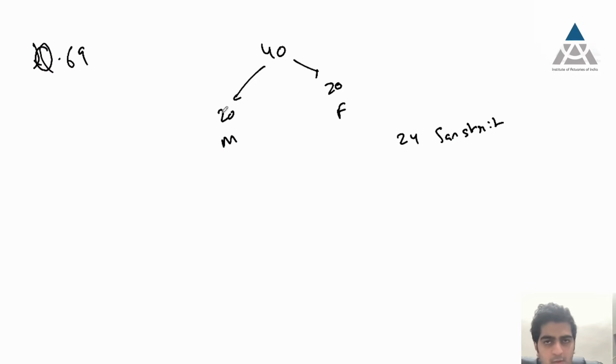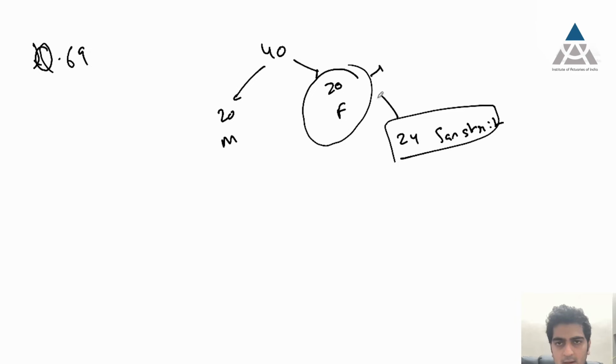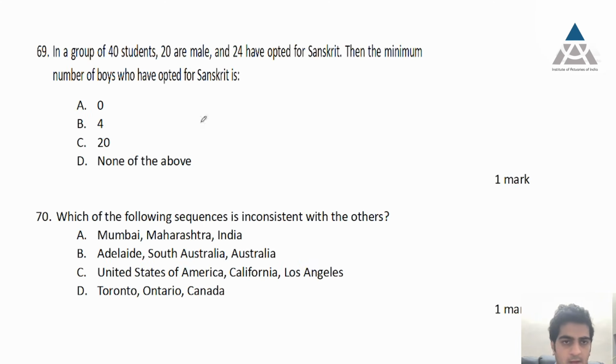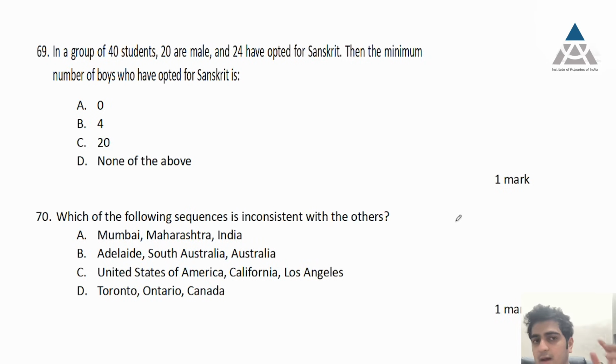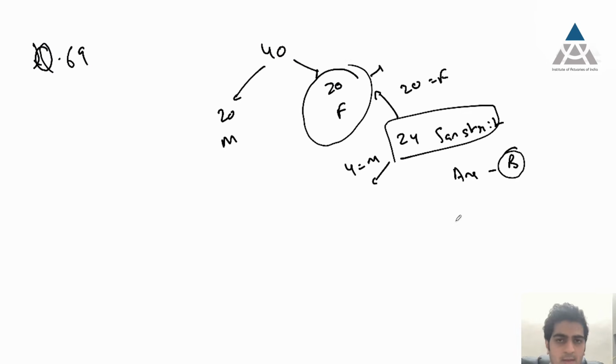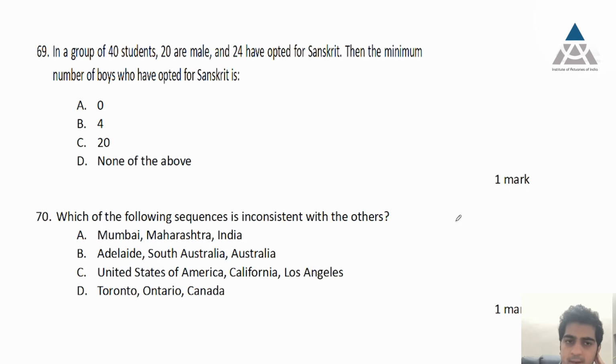We have to find the minimum number of boys who have opted for Sanskrit. To find the minimum number of boys who opted for Sanskrit, you would first assume that all females opted for Sanskrit, right? So 24, of these 20 are female. If all 20 of them are female, that will still leave at least 4 people, and those 4 have to be male. That is, there are 4 boys who have opted for Sanskrit, correct? So that means the minimum number of boys who opted for Sanskrit is definitely 4. Answer is B. So you don't need to create any De Morgan's equation or anything like that. You can just look at this in a normal logical sequence and you should be able to find that.